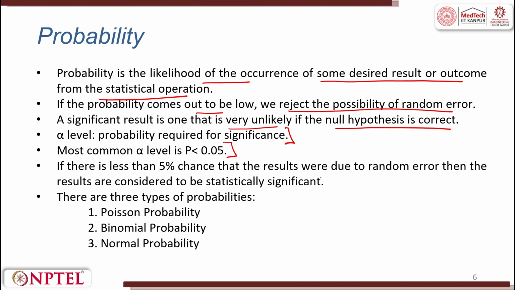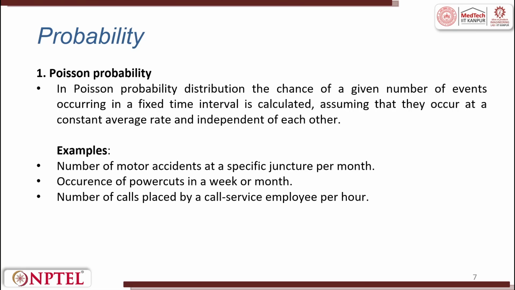There are three types of probabilities majorly that we are considering in this lecture: Poisson, binomial and normal. Poisson probability distribution talks about the chance of a given number of events occurring in a fixed time interval, assuming that it occurs at a constant average rate and independent of each other.